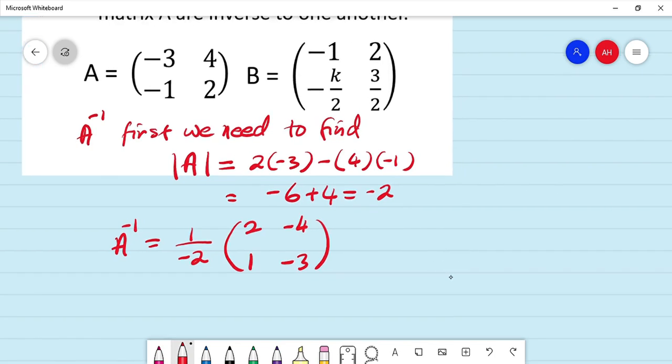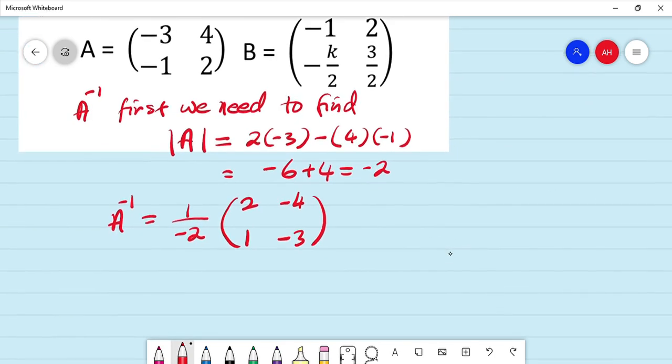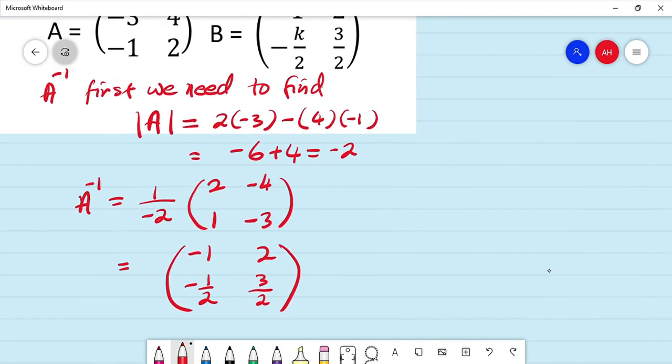Alright, now let's simplify and multiply negative 1 over 2 inside. What we have, 2 divided by negative 2 is negative 1. Negative 4 divided by negative 2 is positive 2. 1 divided by negative 2 is negative 1 over 2. And negative 3 divided by negative 2, we have positive 3 over 2. That's the inverse of matrix A.